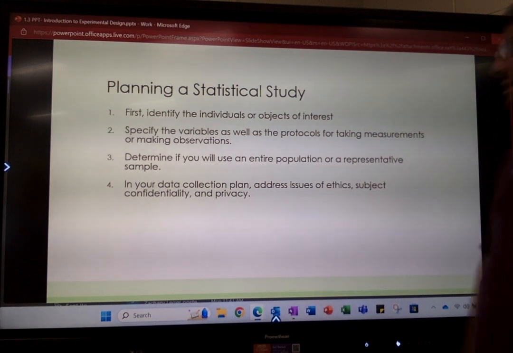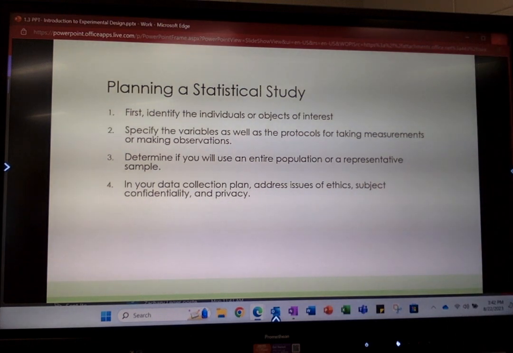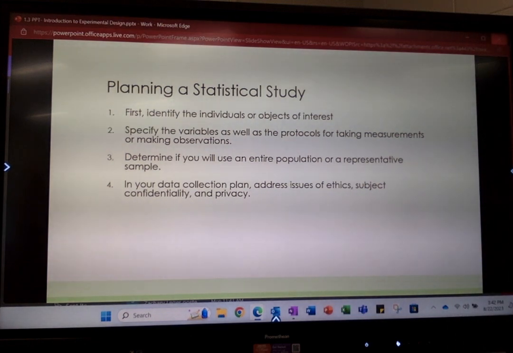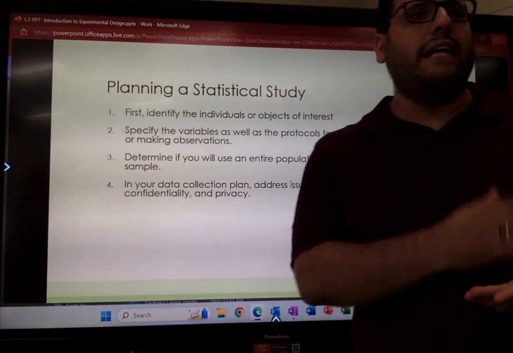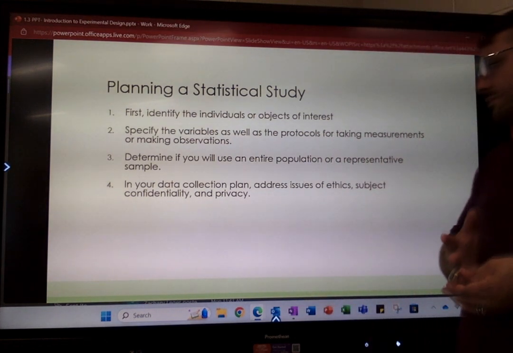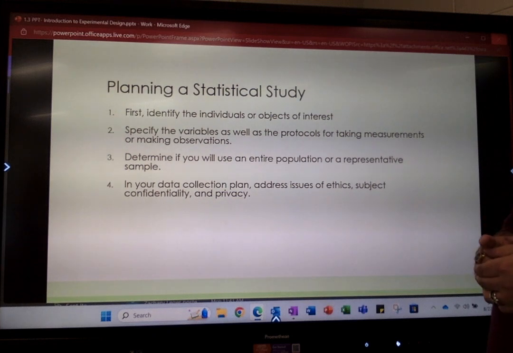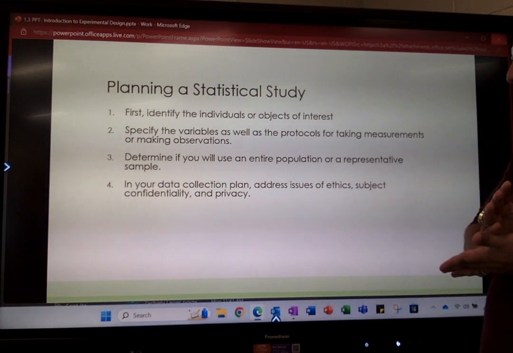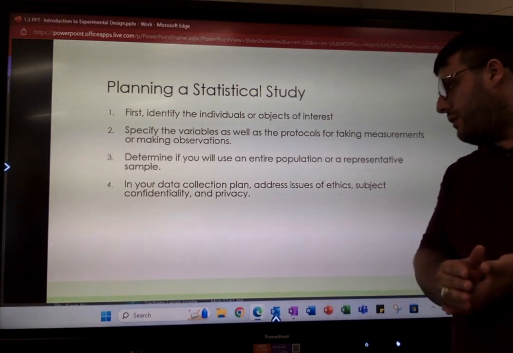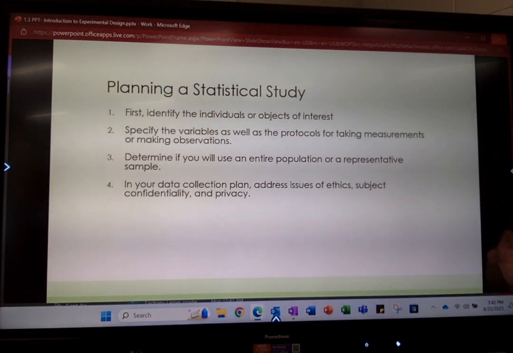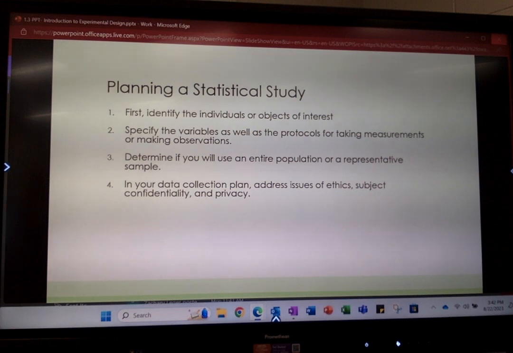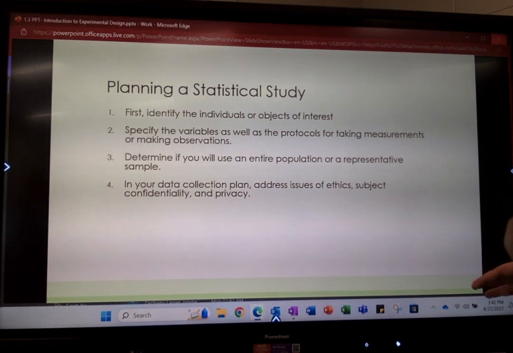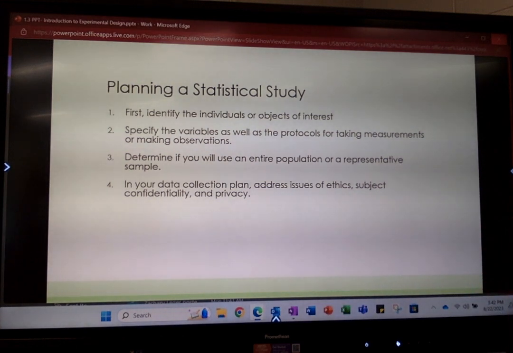In your data collection plan, address issues of ethics, subject confidentiality, and privacy. Remember, we're trying to eliminate as many non-sampling errors as possible. We don't want any non-sampling errors. We don't want any bias. So we've got to make sure that we get all of our ducks in a row, and that we count our chickens, and that we don't count our chickens before they hatch. Okay, so let's make sure that we're addressing ethics, confidentiality, and privacy.